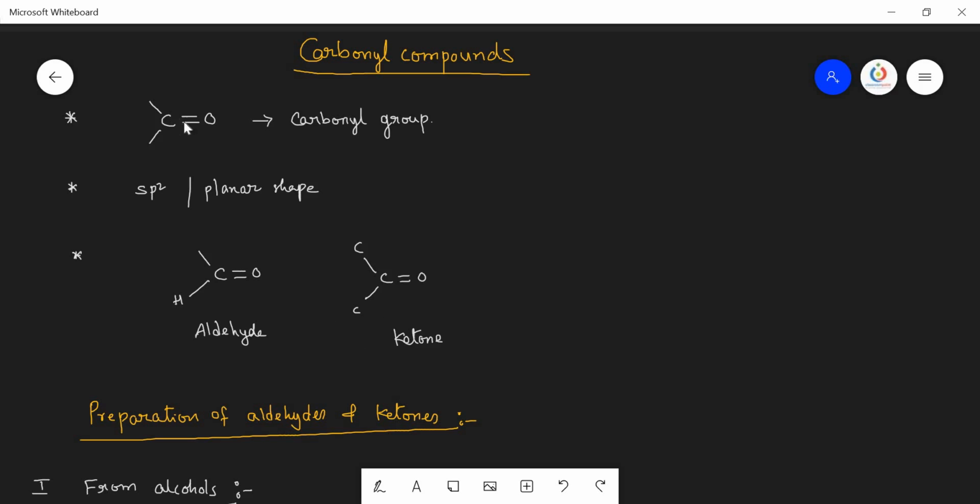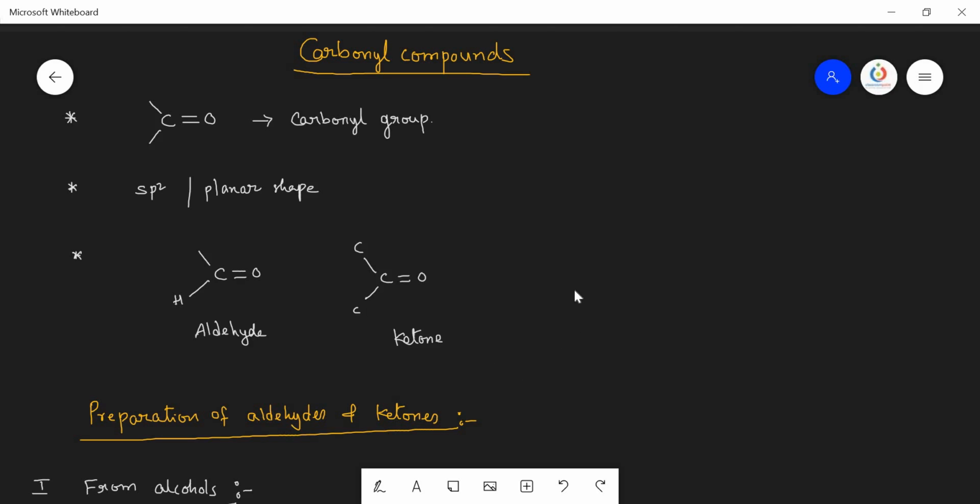In the carbonyl group, carbon is connected with oxygen through a double bond and it has two other free valencies. Within those two valencies, if one valence is fulfilled by hydrogen, such compounds are called aldehydes, and if both the valencies are occupied by carbon, they are called ketones.